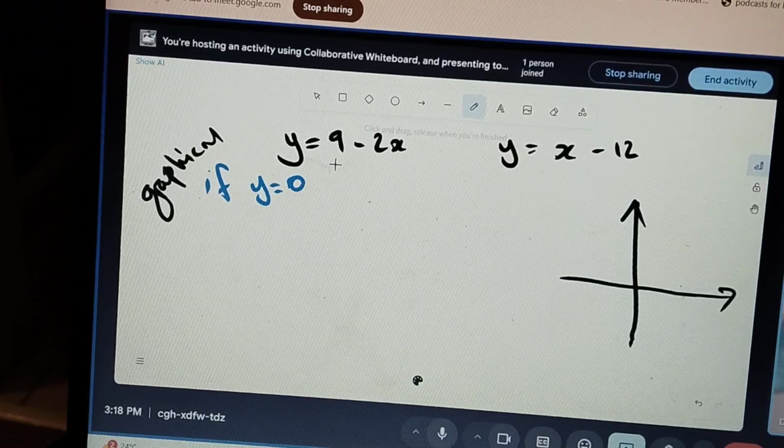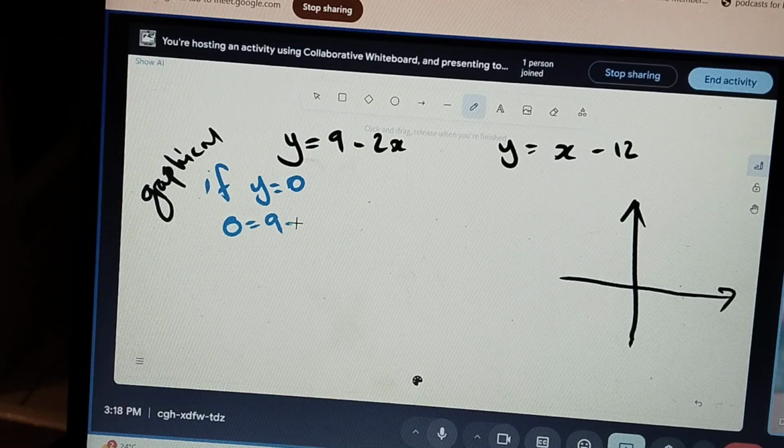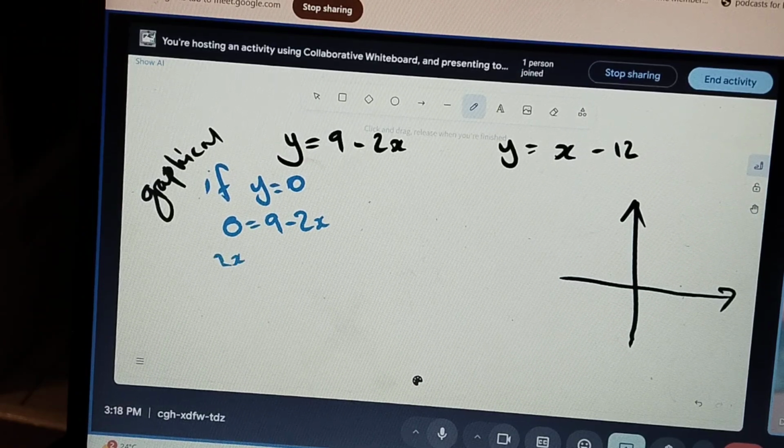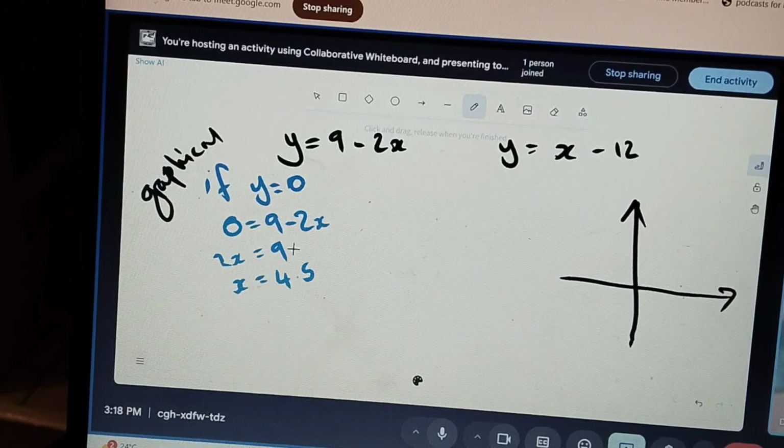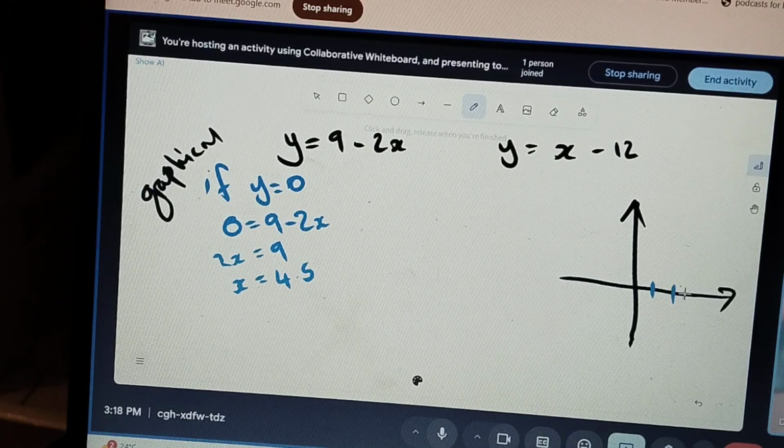Right. So if y equals 0, then I'd say 0 equals 9 minus 2x, right? Bring the 2x over. 2x equals 9. Divide both sides by 2, x equals 4.5. So on this particular graph, when y is 0, x is 4.5. 1, 2, 3, 4, 5. Okay, so 4.5, somewhere in the middle there. So that's your 4.5 on the x-axis.